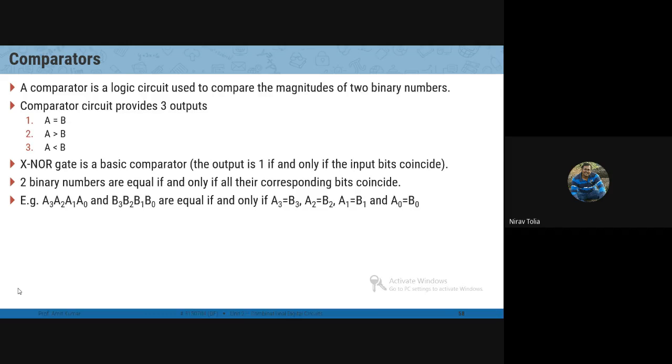So suppose we have two binary numbers A and B, each having 4 bits. The 4 bits of A are A3, A2, A1 and A0, and the 4 bits of B are B3, B2, B1 and B0. When can it be said they are equal? When A3 equals B3, A2 equals B2, A1 equals B1, and A0 equals B0. Then I can say that A equals B.